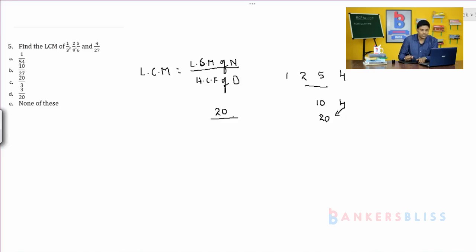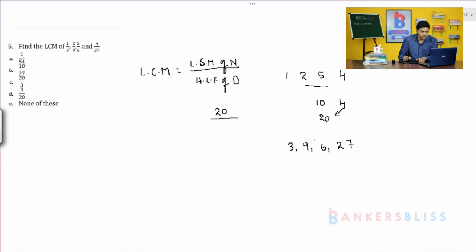20 is the LCM. Next, calculate the HCF of the denominators. So the denominators are 3, 9, 6 and 27. All the 4 numbers are divisible by 3.